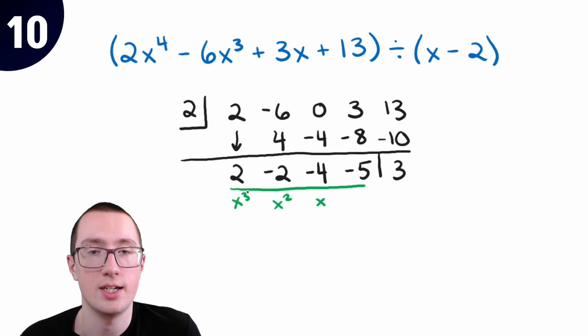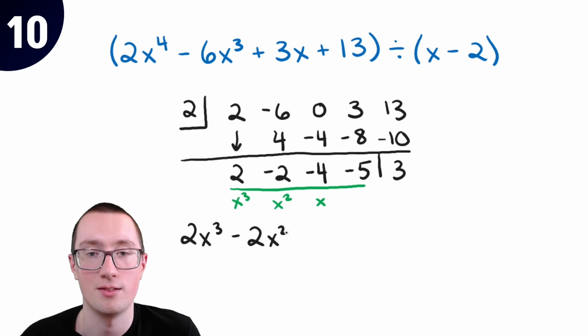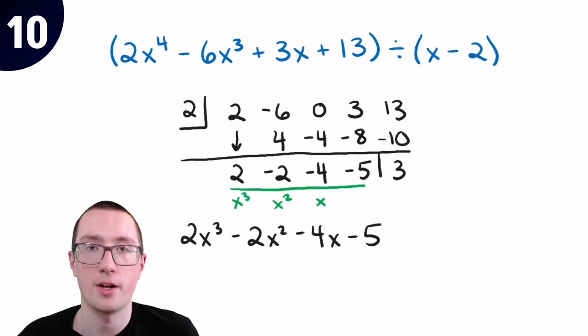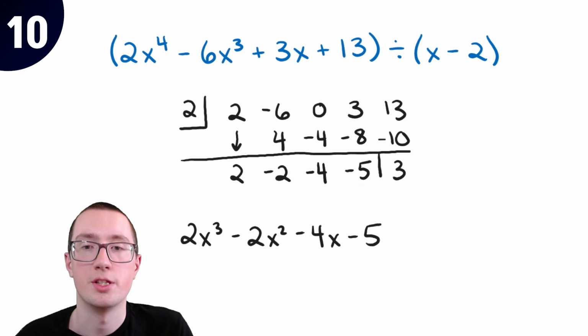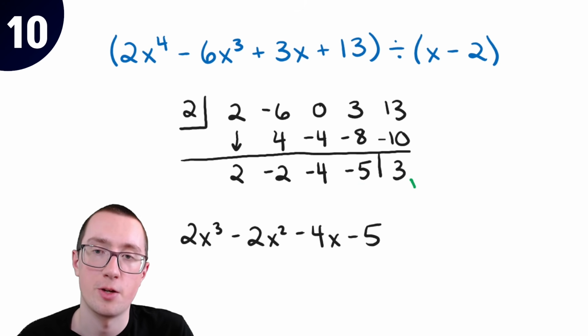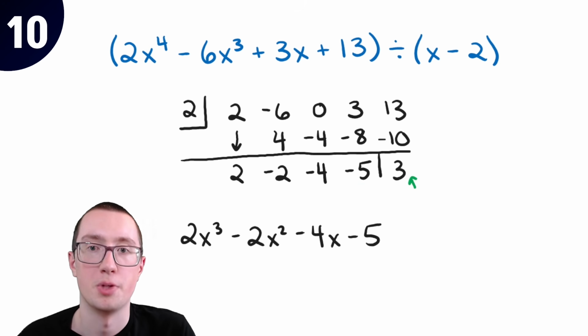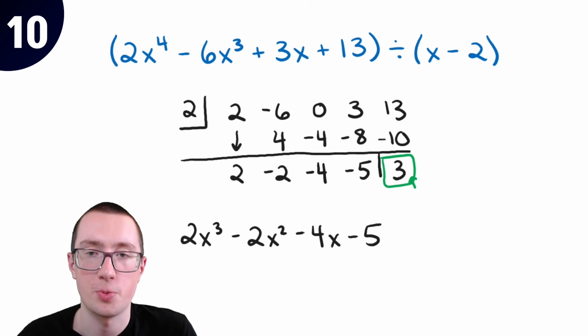So we just need to copy this down. 2 times x to the third minus 2 times x to the second minus 4 times x minus 5. And there you go. That is our answer. Almost. You see, this would be our final answer if this number here was 0. But it's not 0. This number here is 3.